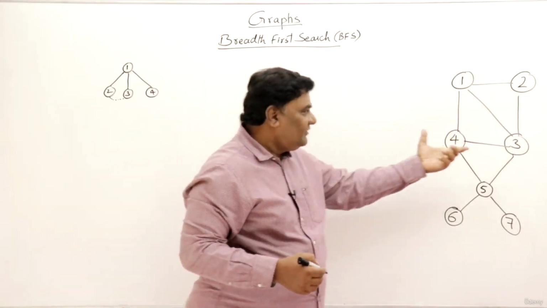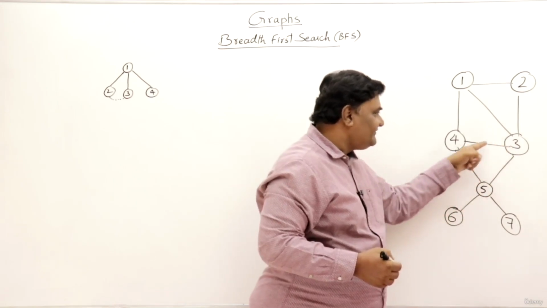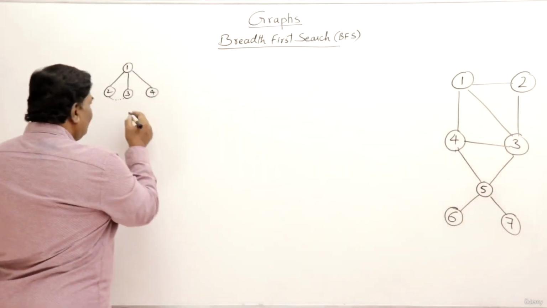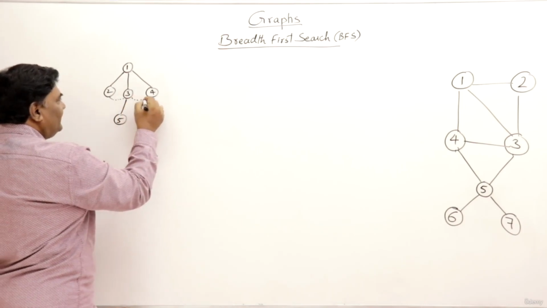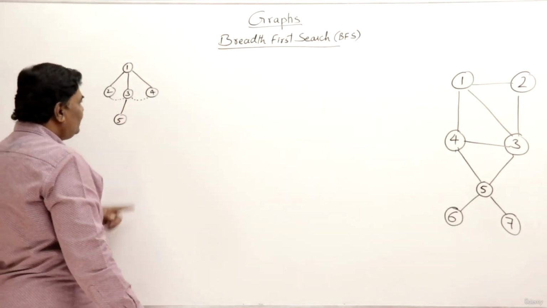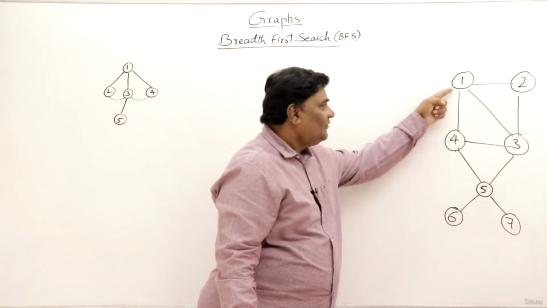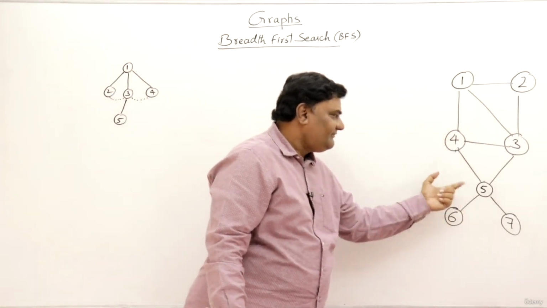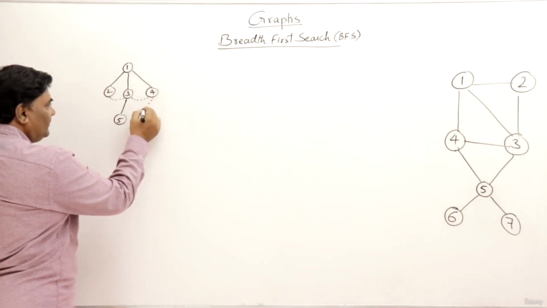Now next we have 3 also. So who is adjacent to 3? From 3 I can go to 5 as well as to 4. So a new vertex is 5. I can go to 4 also, so I'll draw a dotted edge because 4 is already there. Then next from 4, where can I go? 1 is already over, 3 already over, then 5. So 5 is already there. So I will draw a dotted edge.